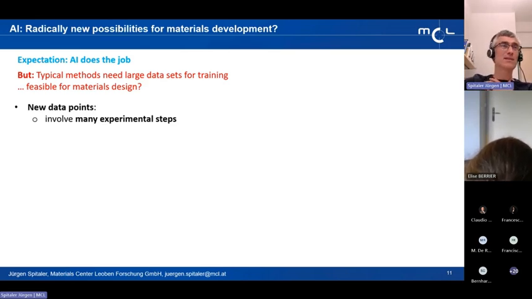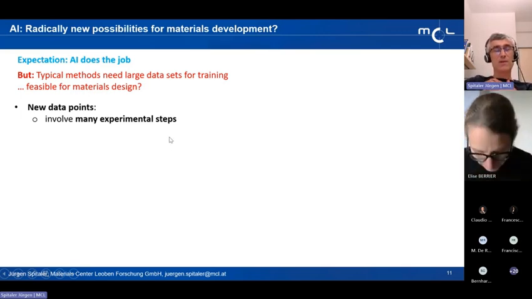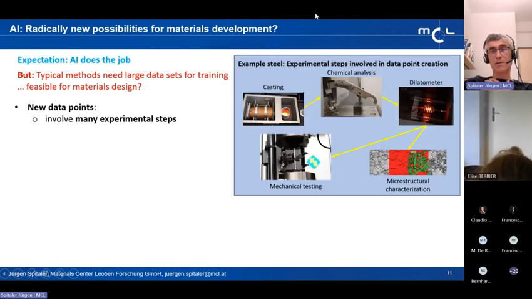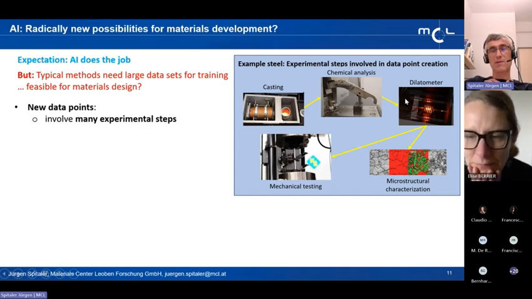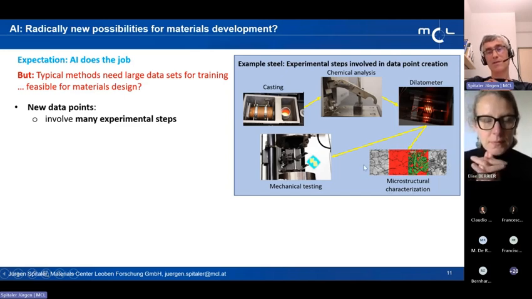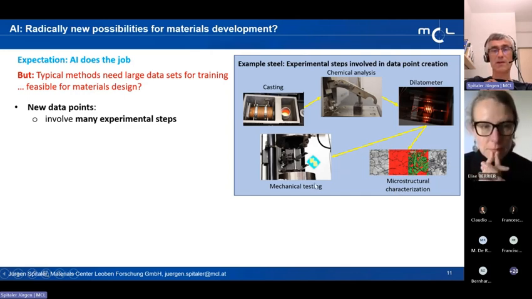If you have a closer look at how data points look in our sector, to get a new data point involves many experimental steps. For example, for this magnetic steel, you have to put the raw materials together to cast them. Then you have to do chemical analysis to see what the real composition is. Then you have experiments like the dilatometer experiments, where you heat up the sample and see how it deforms. And this is also a kind of heat treatment, which changes the properties. Then you have to understand how it looks on the micrometer scale via methodology like electron microscopy. Then you have large machines, so mechanical testing with huge forces.